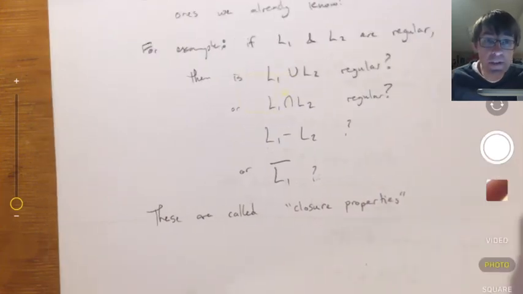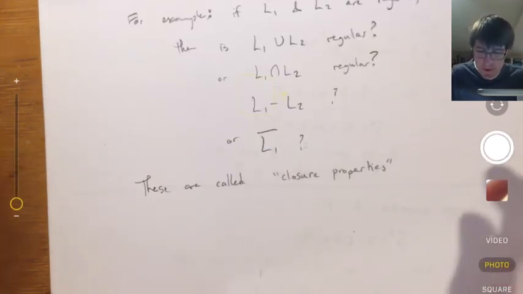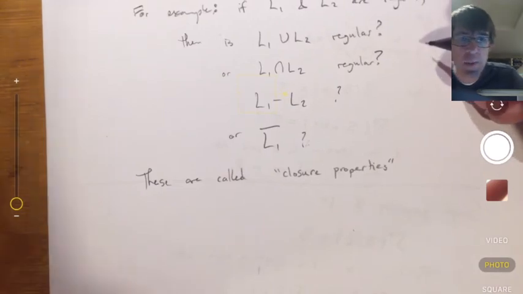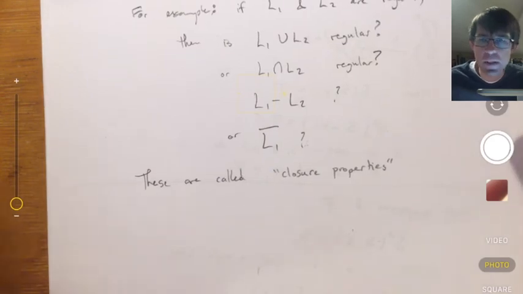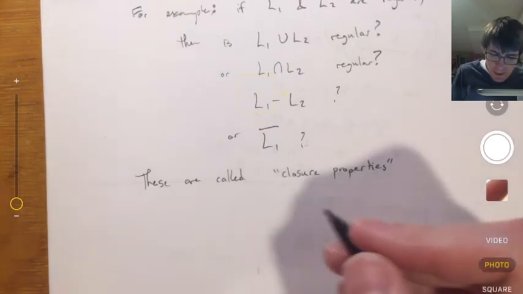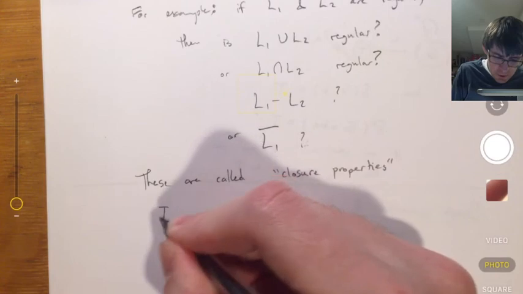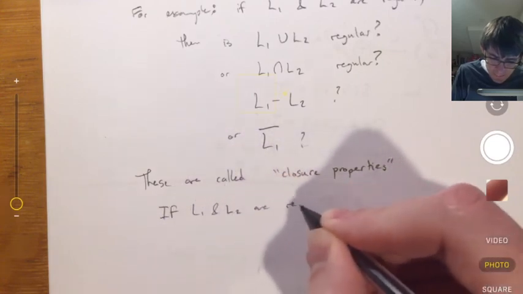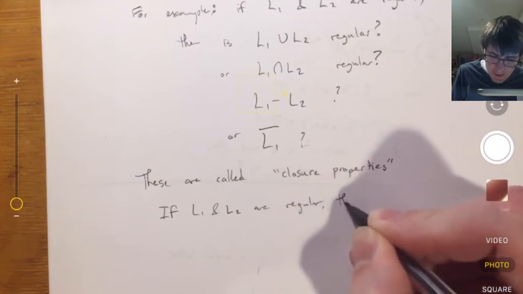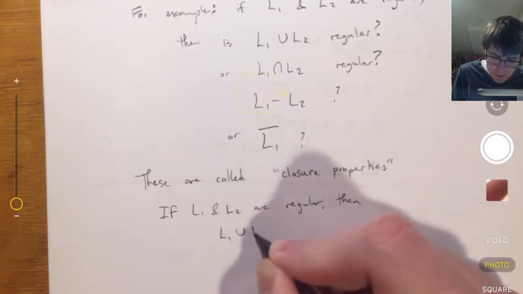For example, it is a fact. I asked these as yes or no questions, but actually the answer is yes to all of these questions. And we're going to discuss this in more detail. But for example, this is a true statement: if L1 and L2 are regular, then L1 union L2 is regular.